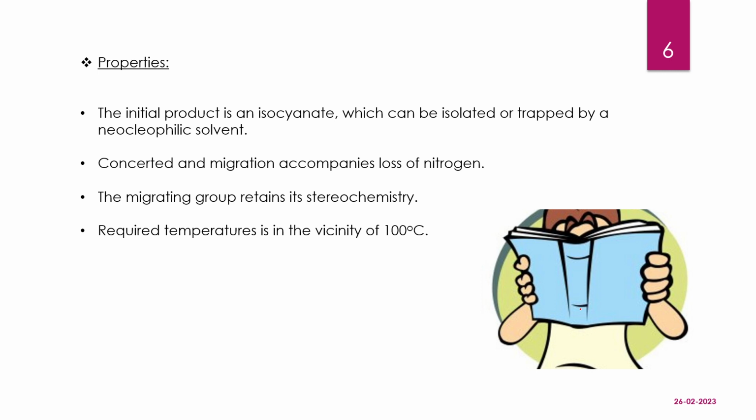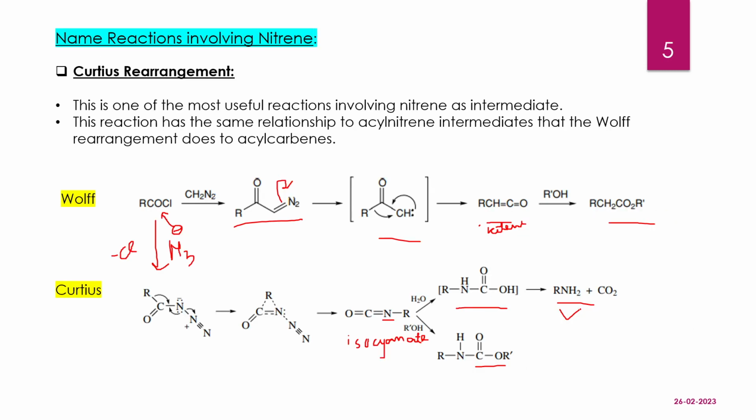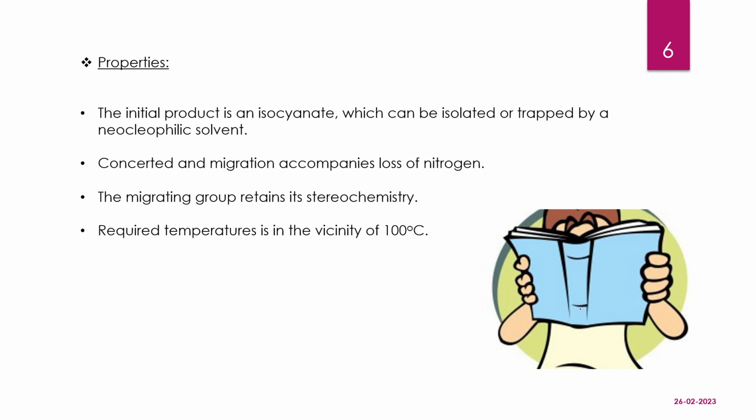So let's talk about some properties. The initial product is an isocyanate. I have already taught you that the intermediate formed here is called isocyanate. It is an intermediate, and an intermediate can be isolated, so we can consider this as a product, because we can isolate it. So there is a difference. You all have maybe known that there is a difference between an intermediate and a transition state. In the case of a transition state, we can't isolate the species. We just imagine that it has been formed somewhere in the reaction, and from that we are getting the product.